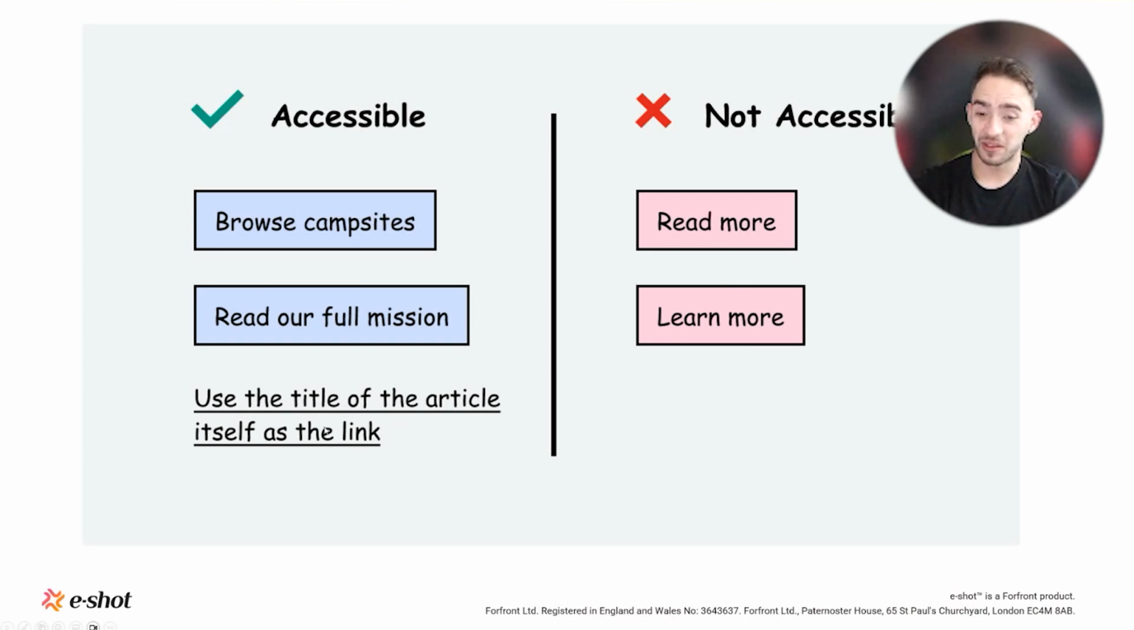Use the title of the article itself as the link sometimes. That can be useful. Let's say if you're out of ideas, and the article's about an event in London, just say sign up to our event in London.